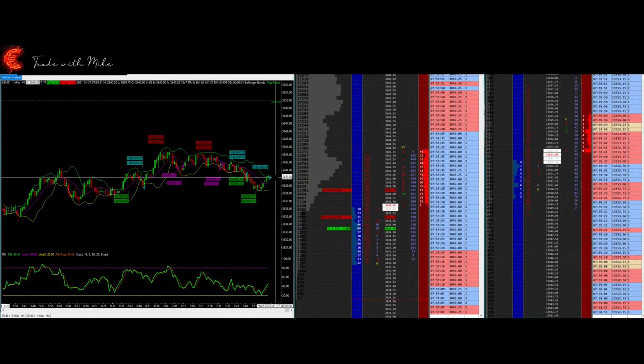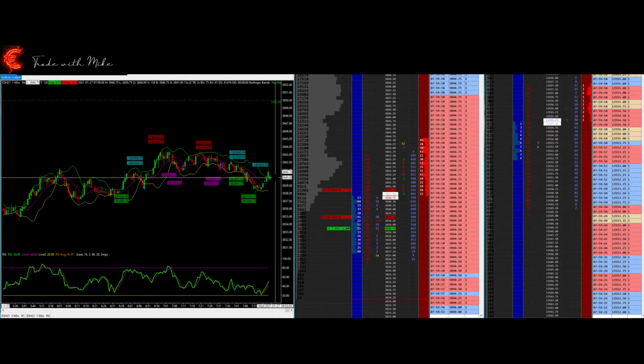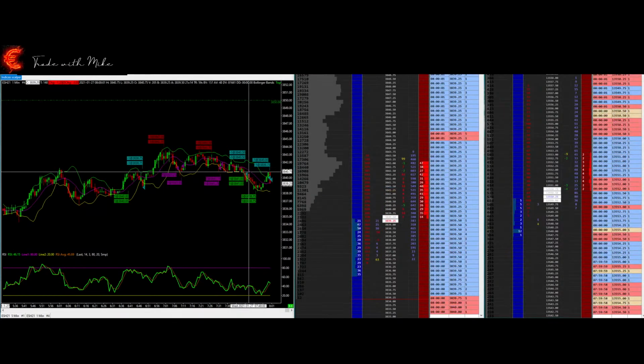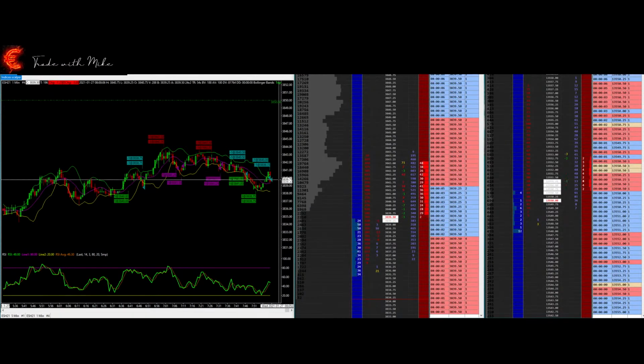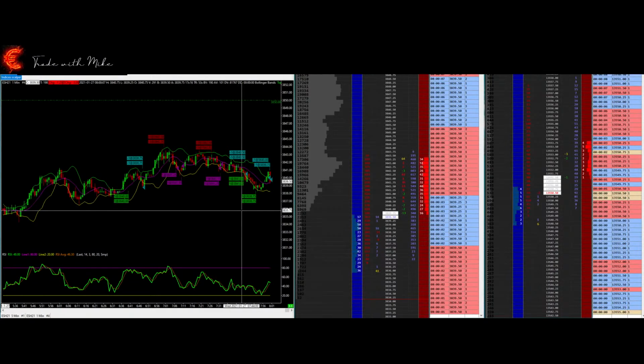which is okay. So I already covered my loss here. Okay, it got stopped out 1 tick lower. And that's it, you know.